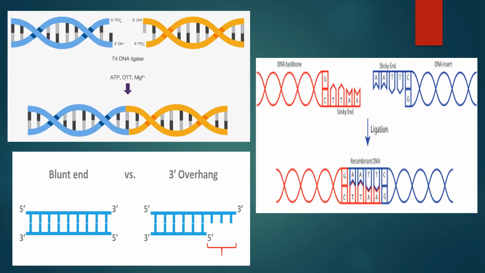This slide represents the mechanism of ligases. The first picture represents the mechanism of T4 DNA ligase, which ligates blunt-ended fragments. The second picture represents the mechanism of DNA ligase, which ligates cohesive ends. The third picture represents the types of ends present or formed during the digestion.